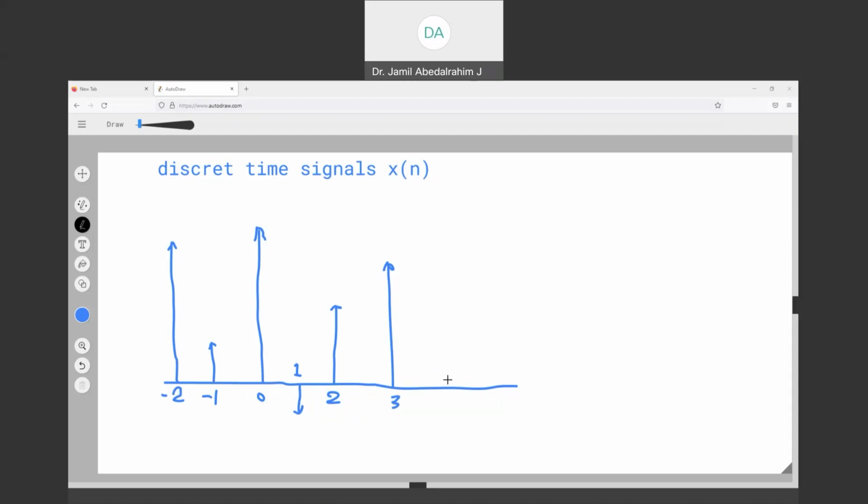It means a signal that depends on continuous time. Okay? Meaning the time starts from -2 and ends at 3. It will be equal to 5 seconds, right? So instead of this whole 5 seconds, we cut it into 5 parts or 6 parts. Okay.